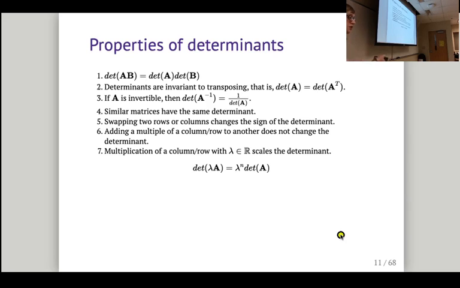So these are some useful properties of determinants. I'll pause here for a minute so that you can catch up writing. Again, PDFs of these slides will go up after class.